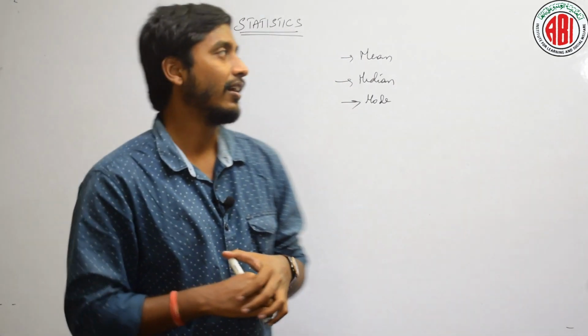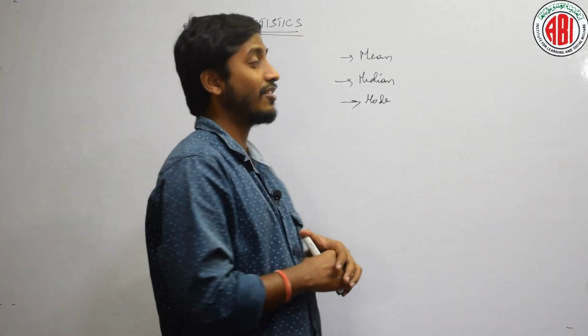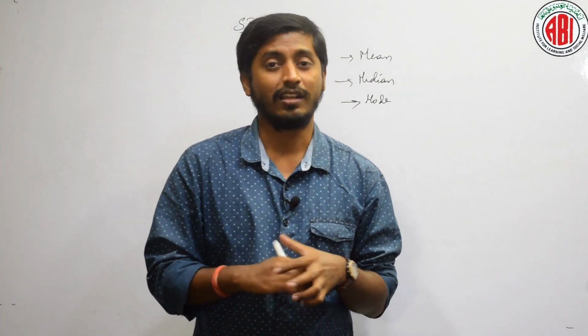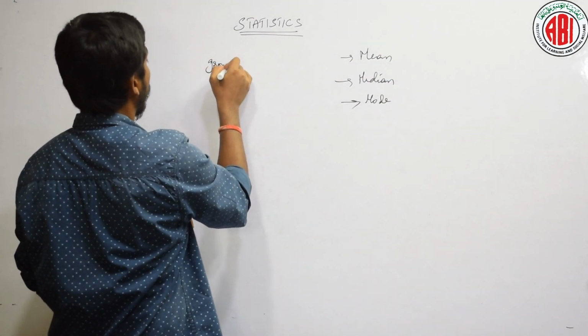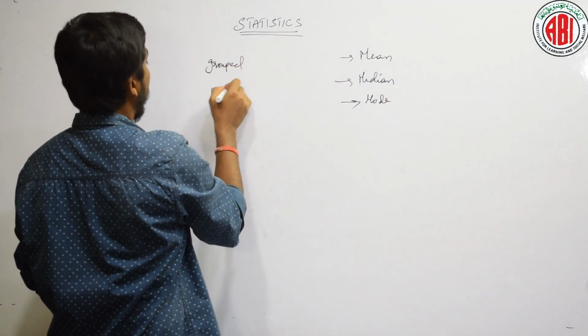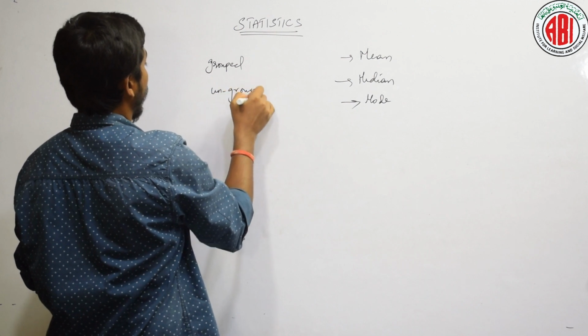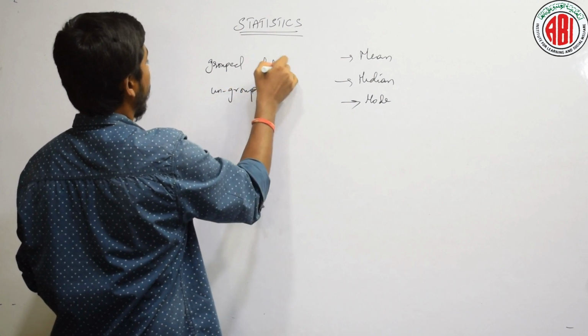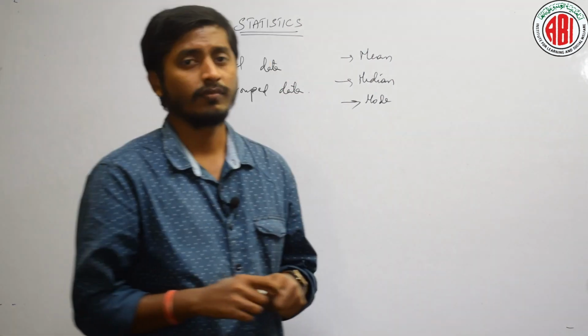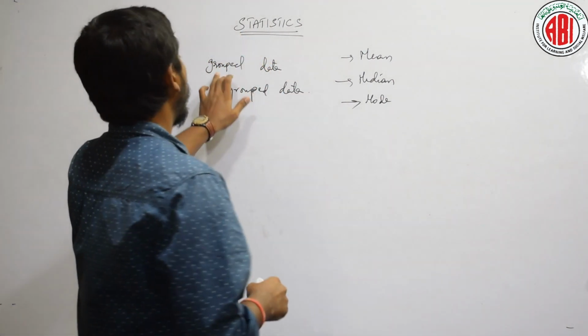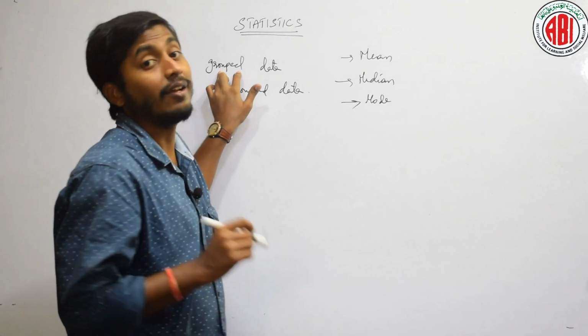Before going to that, let us have a basic discussion about types of data. We will have two kinds of data, that is grouped and ungrouped. What do you mean by the term grouped data? What do you mean by the term ungrouped data? Have you heard about this? Tell me. The term itself is telling that it is grouped data.